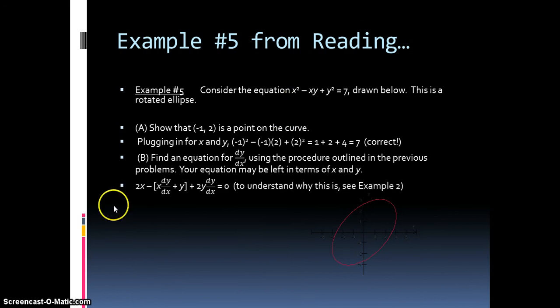The derivative will be derivative of x squared with respect to x, which is 2x. Derivative of xy with respect to x, which we just saw in the previous slide, was x dy dx plus y. Don't forget that we're going to subtract every term of that. So I put it in brackets there. And the derivative of y squared with respect to x is 2y dy dx. Remember, y is an implicit function of x.